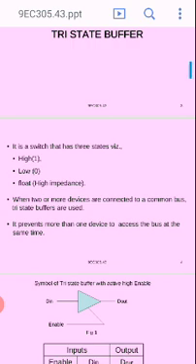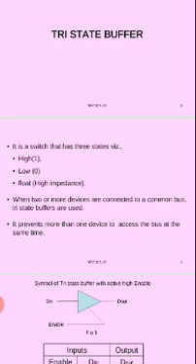Either it is 0 or low or high impedance state, it is called as a buffer. That is, a temporary storage device or element is called as a buffer.